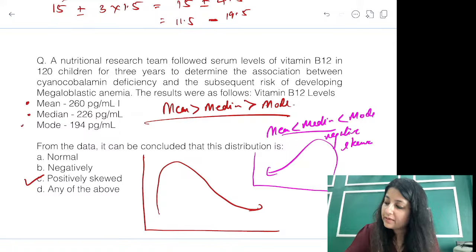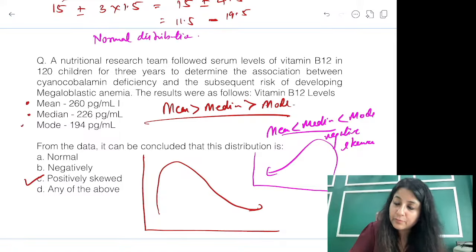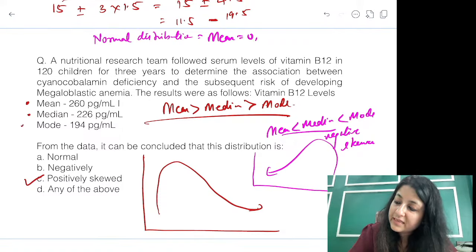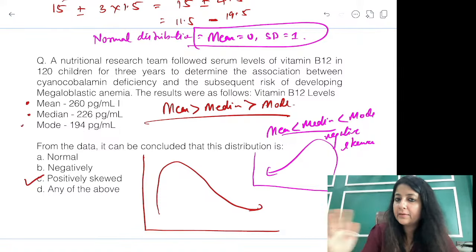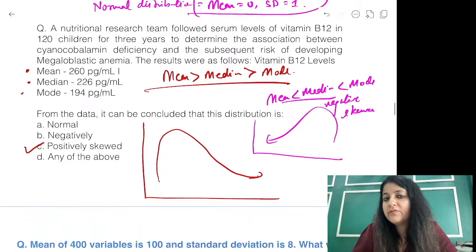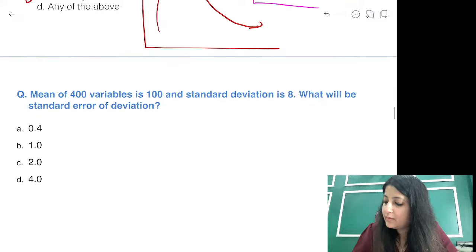ठीक है, इसमें मीन मीडियन मोड सारे अलग लाइन में. In a normal distribution, remember, for a normal distribution, mean equal to median equal to mode, all are on the same line. So mean would be 0 and standard deviation would be 1. 50% above, 50% below. Here I just wanted to know the values. Mean more than median more than mode is positive. Mean less than median less than mode is negative. Chalo, there was one more formula which was left.